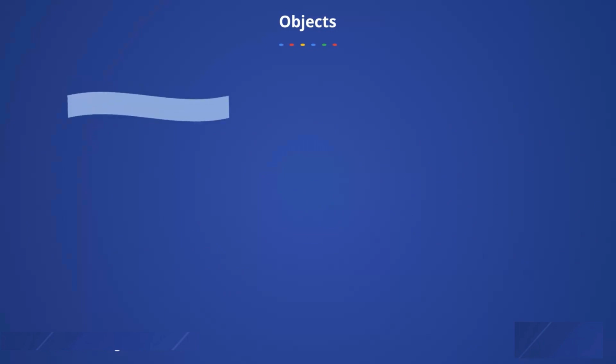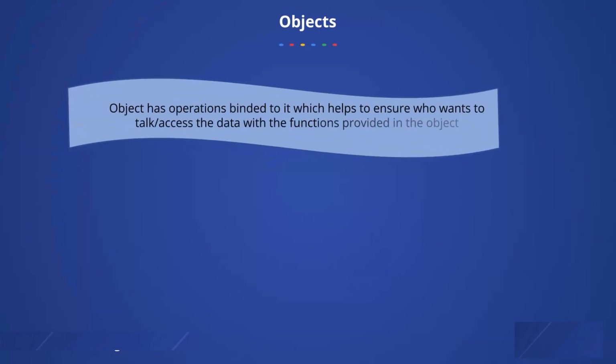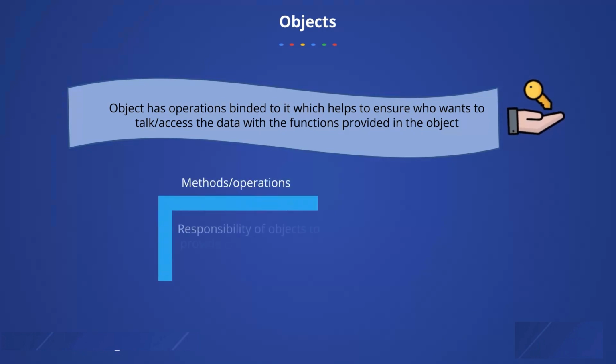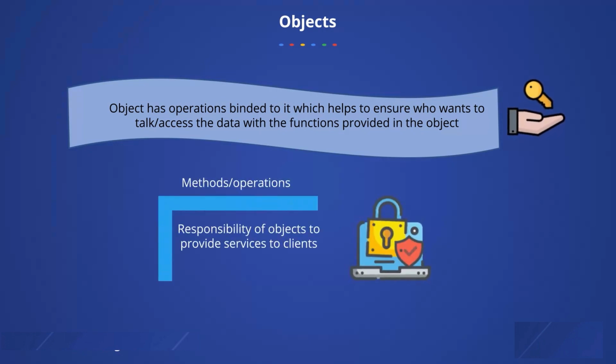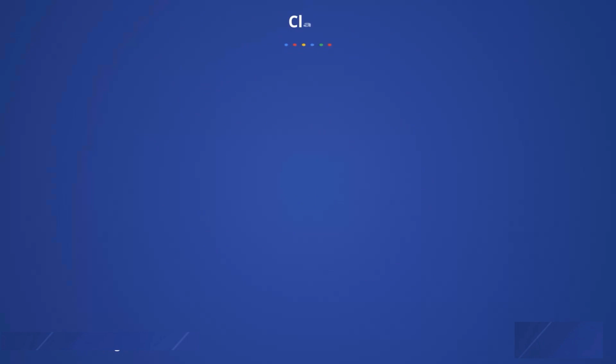So an object is not just the attributes part, which is the data. It also has some operations bound to it. That is how you ensure that whoever wants to talk with your data, whoever wants to access your data, you are allowing them through the functions provided in the object. And it's the responsibility of objects to ensure the right access is given to the right clients. It's not like you have the data and you will publicly open it. No.